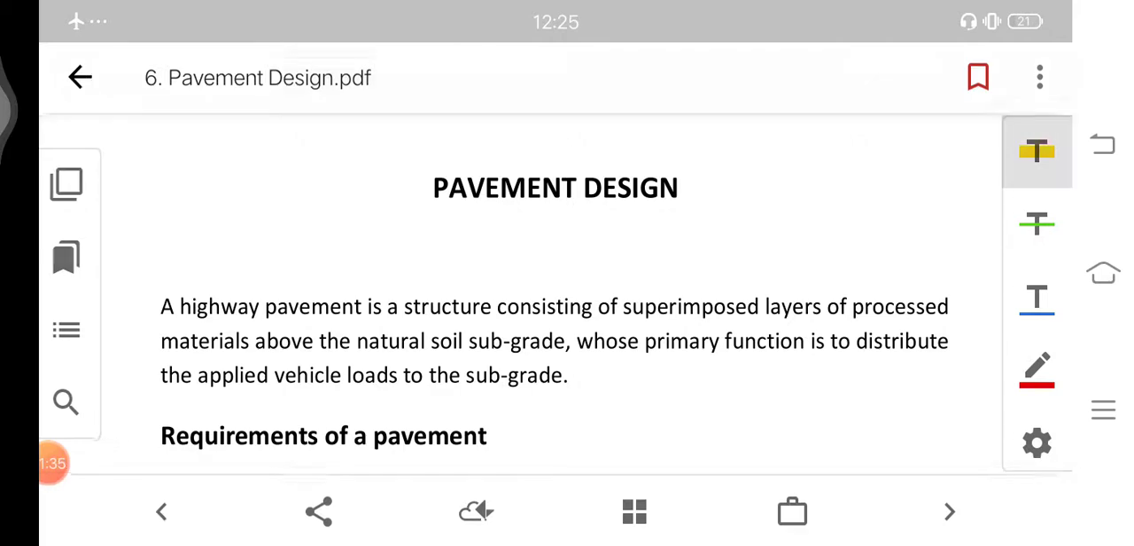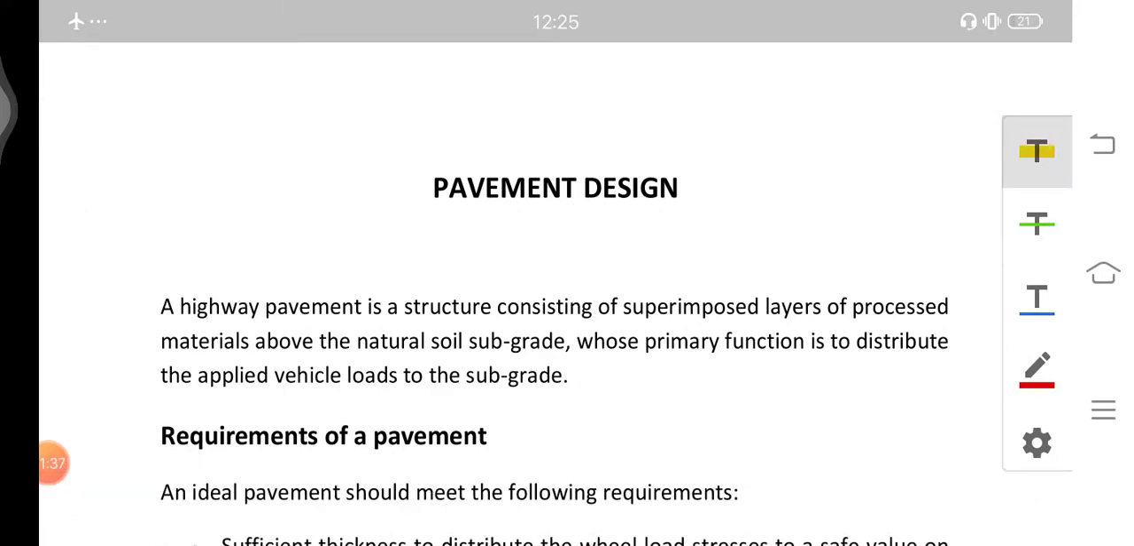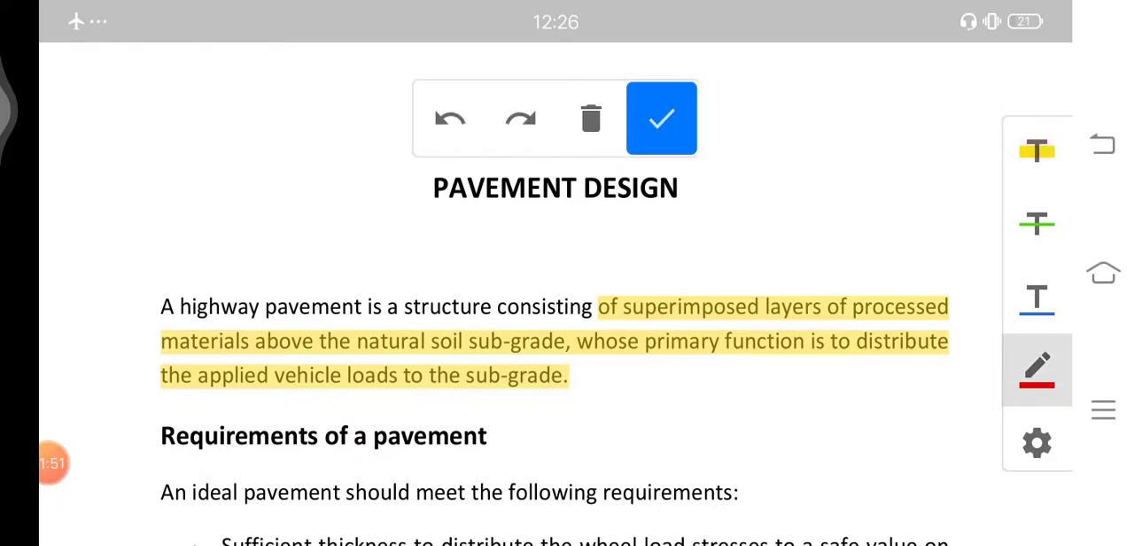So highway pavement, as you know, is a structure consisting of superimposed layers of processed materials over natural soil subgrade whose primary function is to distribute the applied vehicle load to the subgrade. So the pavement actually distributes the vehicle loads to the subgrade, and it is made up of various superimposed layers.